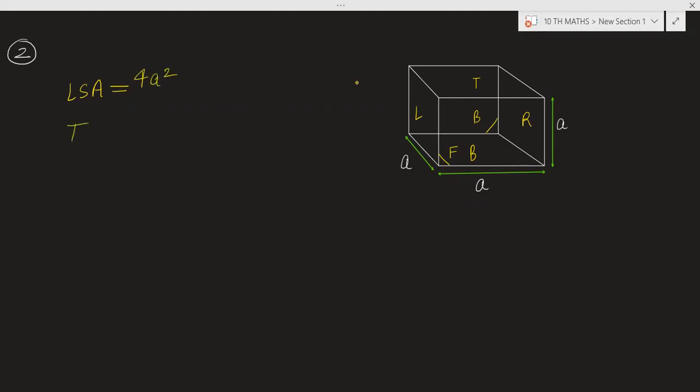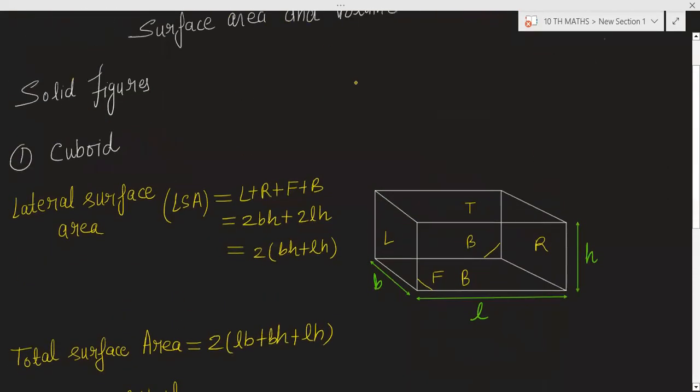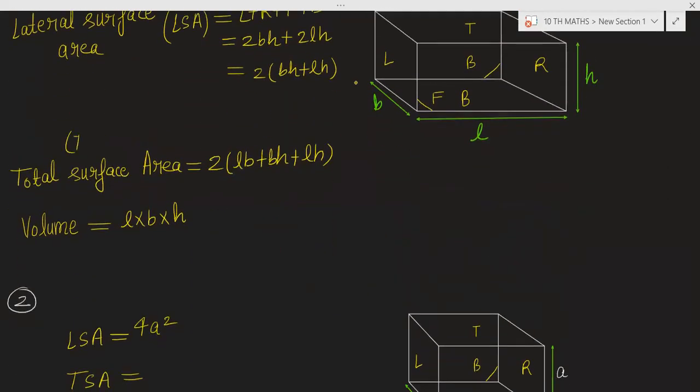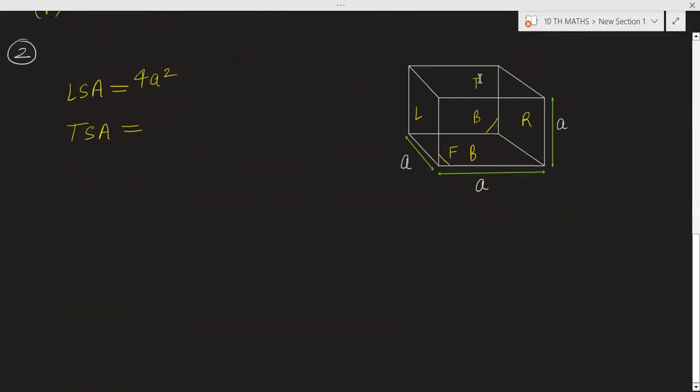Total surface area is TSA, and volume I will represent with V. For the total surface area, the cube has 6 faces and the area of each face is A square, so it will be 6A square. Volume of the cube will be length into breadth into height, A into A into A, which is A cube.